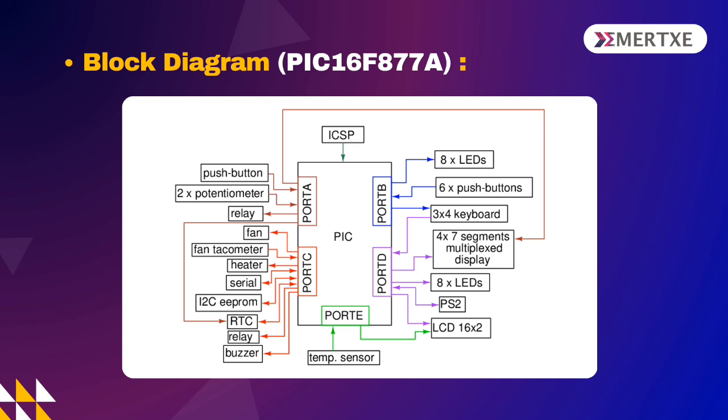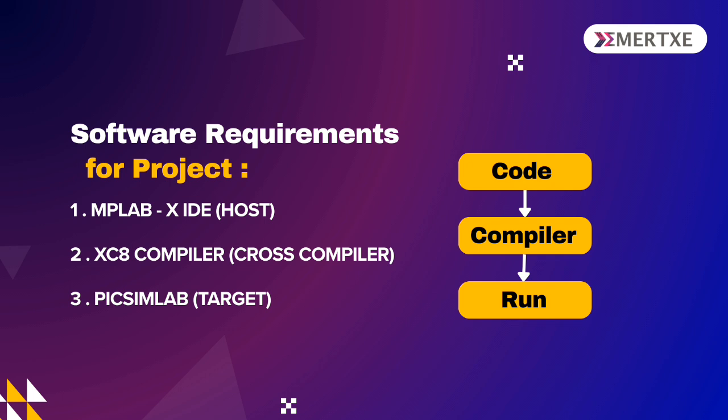These are the tools required to develop the project. First, MPLAB. It acts as host. Host is a system which is used to develop the target. Second, XC8 compiler. It acts as cross compiler. It is an application used to convert the source code to machine understandable code. Next, PicSimLab. It acts as target. Target is a system which is being developed for a specific application.